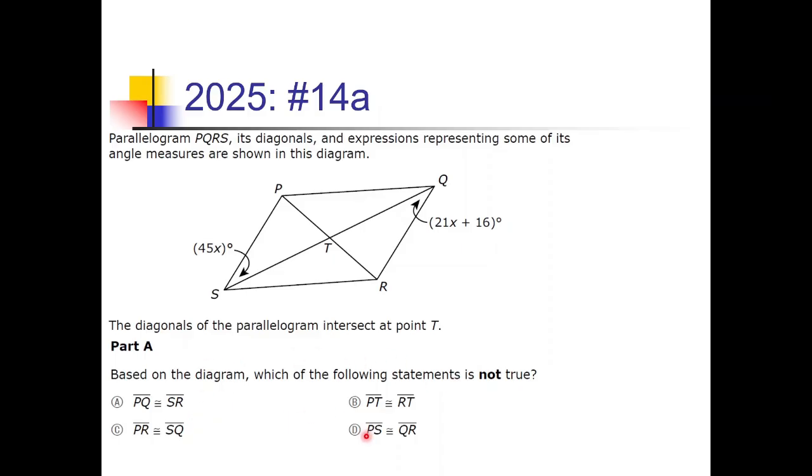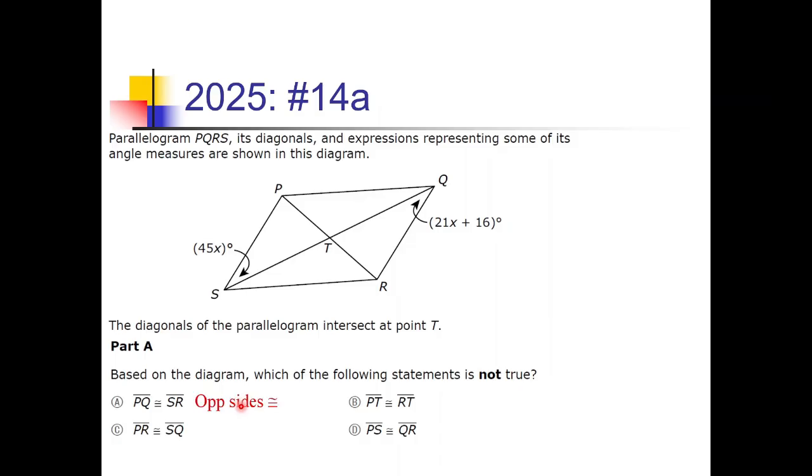So we're going to go through each of these statements and see if we can figure out what makes it true or not true. So our first statement, PQ congruent to SR. So here's PQ, here's SR down here. This is a parallelogram, and those are opposite sides in a parallelogram.